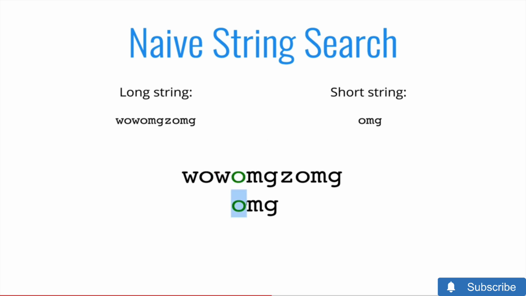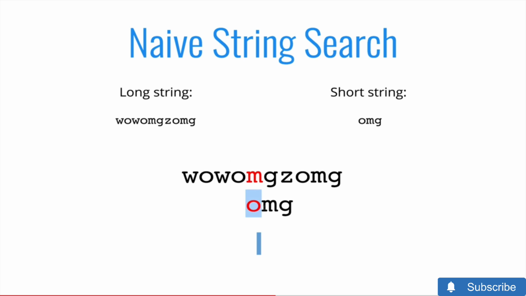Okay, O and O, that's a match. Now we move on to the next character, M and M. That's good. G and G, and we hit the end of our short string, so we found a match. Now we add a count, or we increment something to keep track of how many matches we found. We found one so far. Now we move on to the M. Basically we do it for every single character here.